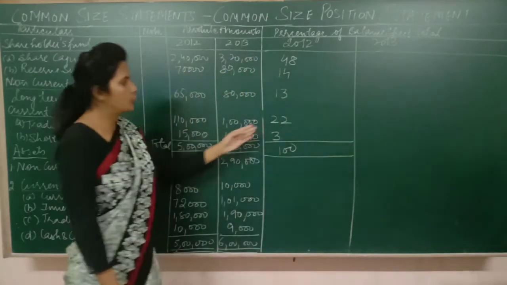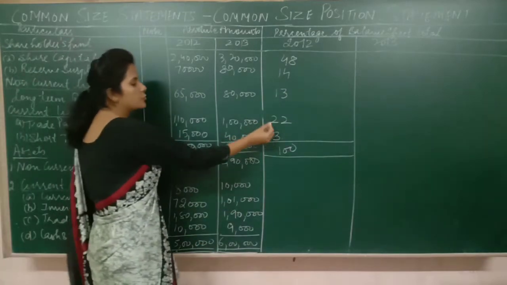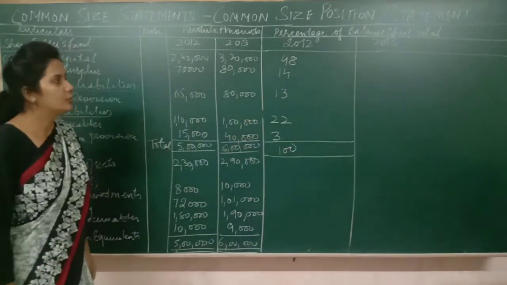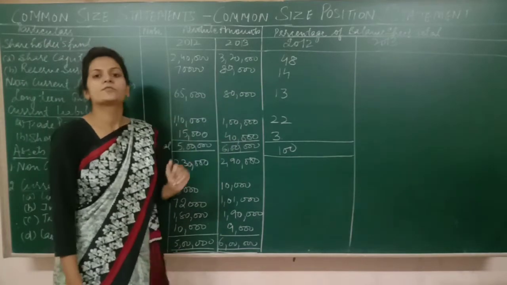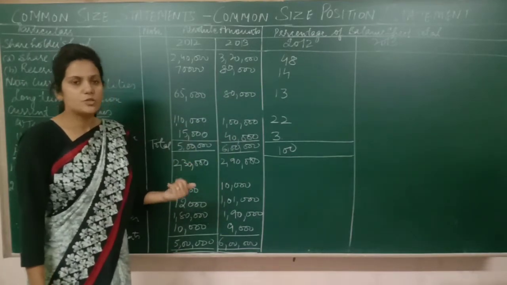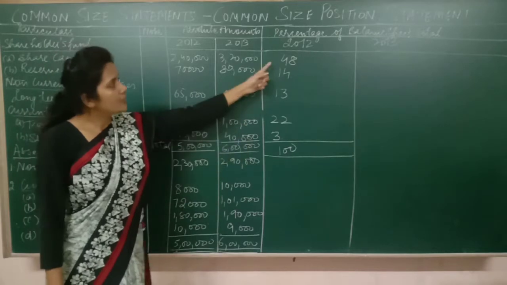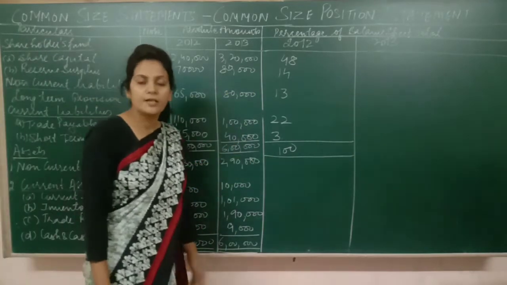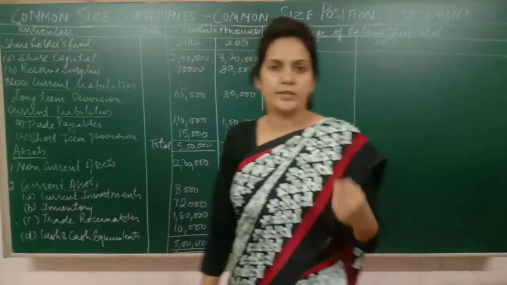Otherwise you may total it. Just find out. 22 plus 3 is 25, 25 plus 13 is equal to 38, 38 plus 14 is equal to 52, 52 plus 48 is equal to 100, right? So this way we can check whether our percentages are correct or not.